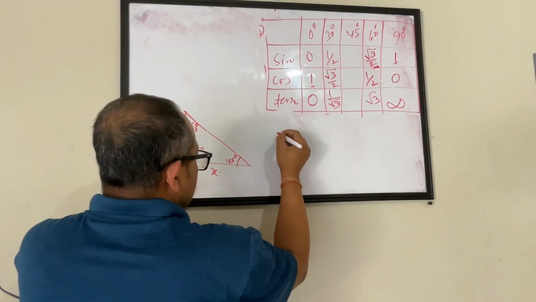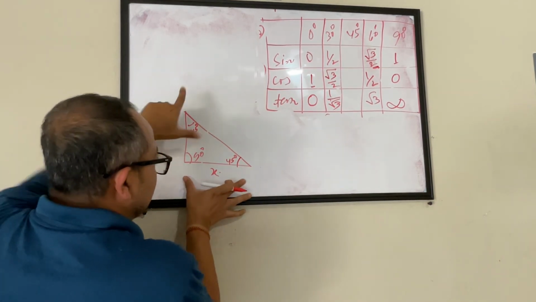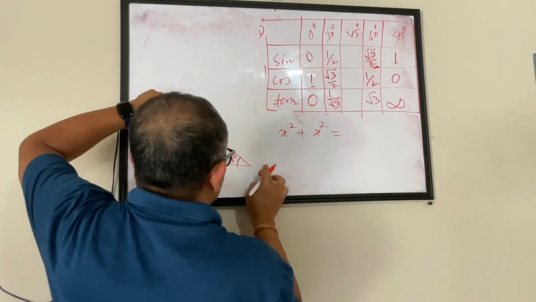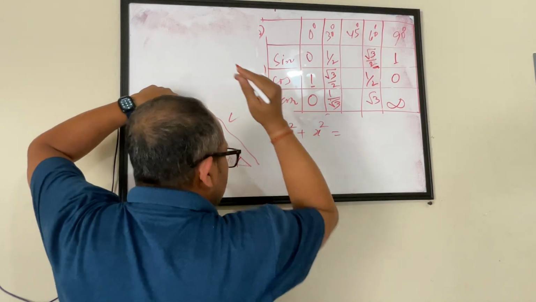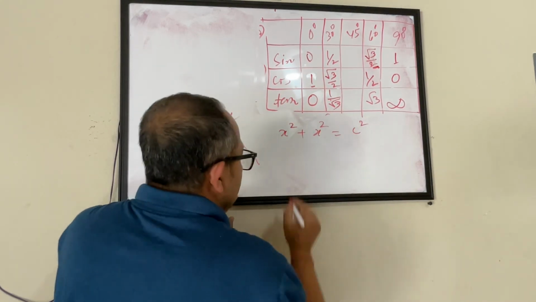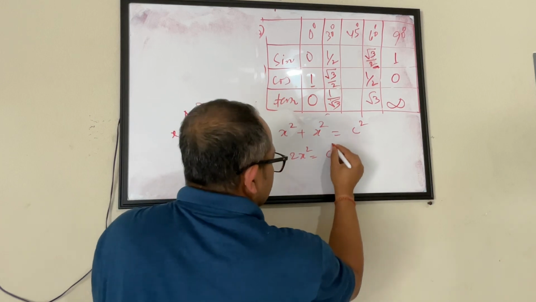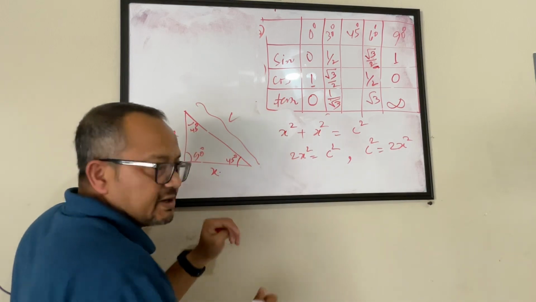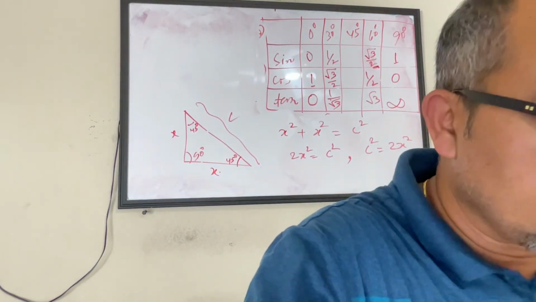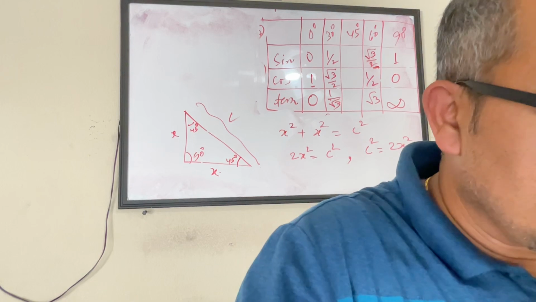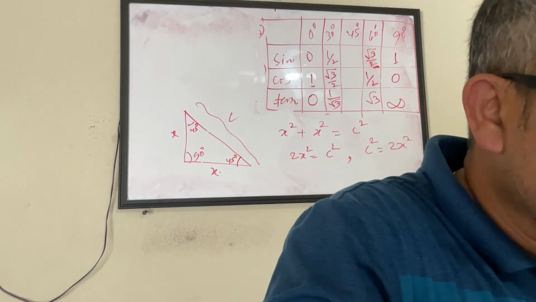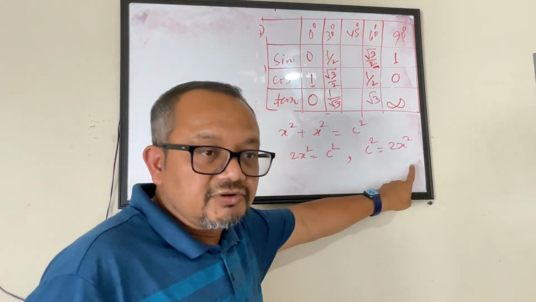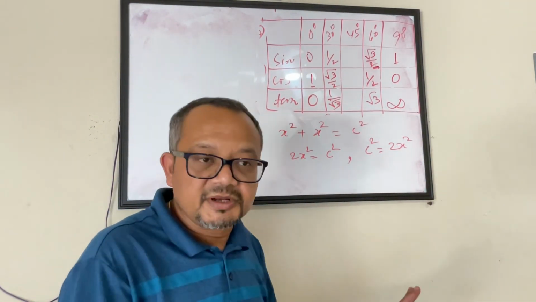Again, the Pythagoras theorem says a square plus b square equals c square. So x square plus x square equals c square. We don't know what this is, so let's call it c itself. So 2x square equals c square, or I can say c square equals 2x square. I'm just flipping it so that I can read it better. Up to this much clear, right? Everybody is with me?